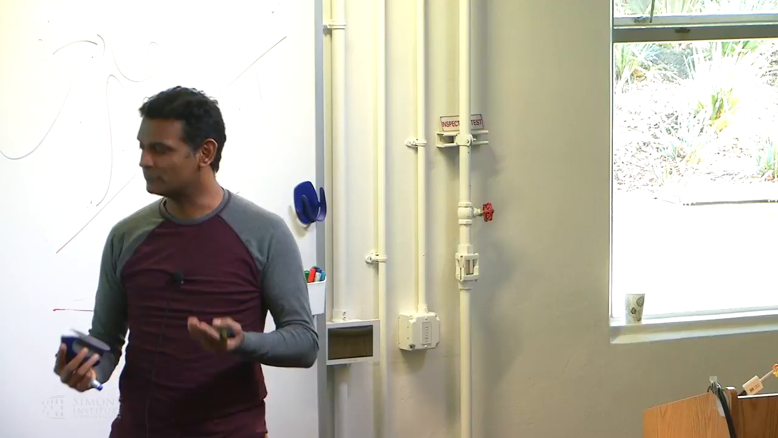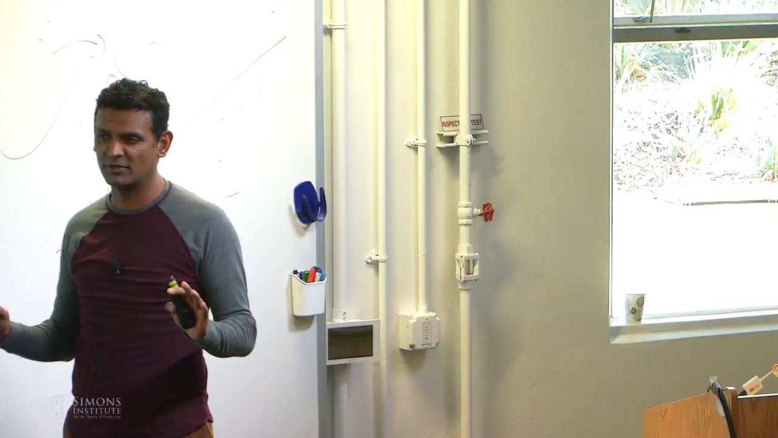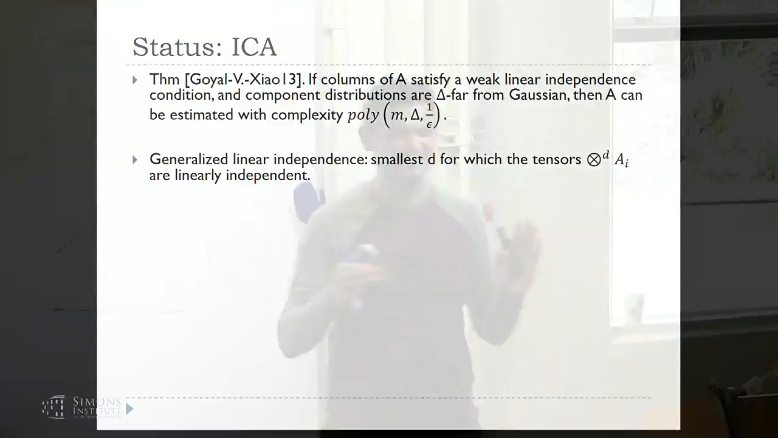But the point is that as long as you are at some distance from Gaussian, and you assume that the original matrix has some weak linear independence property, you'll be able to figure out the matrix up to any desired epsilon. And what do I mean by generalized linear independence? Take a matrix A, assume it has distinct columns. Not necessarily linearly independent, but just distinct.